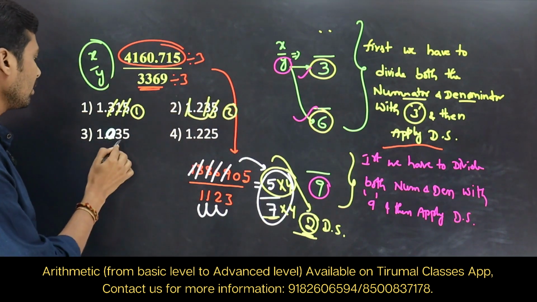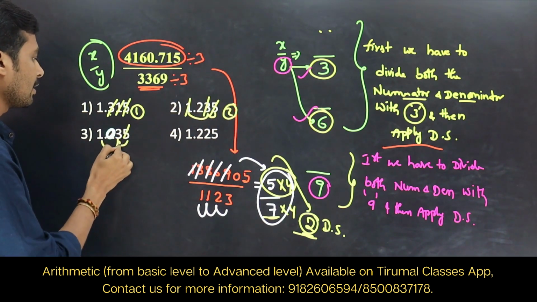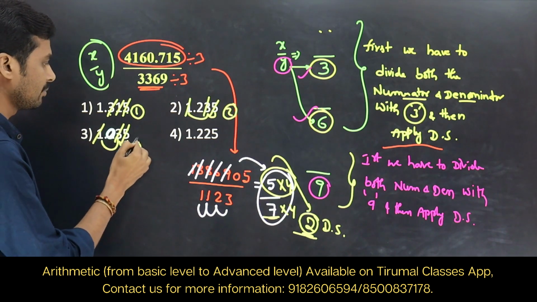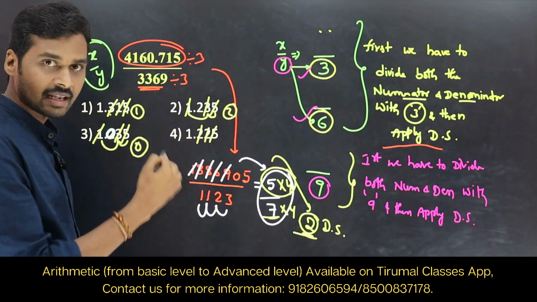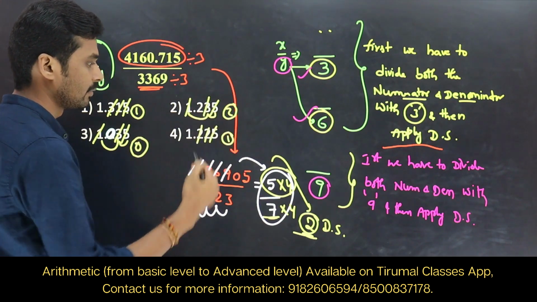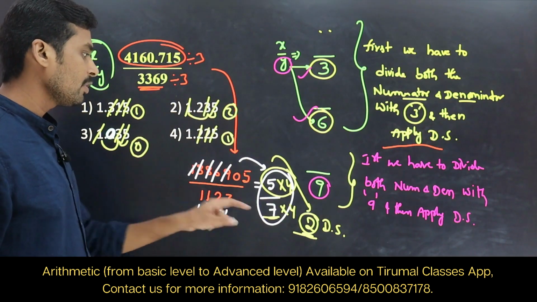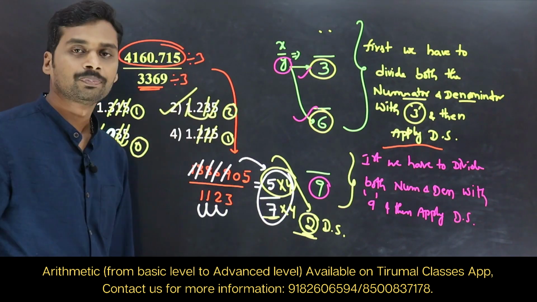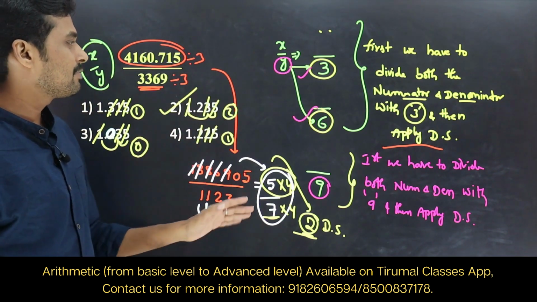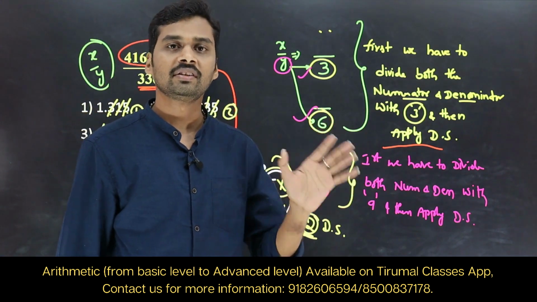If you take the second one, 5 plus 3 plus 1 is 9, which is nothing but 0. 5 plus 2 plus 2 is 9, so we can cancel out those numbers. What is the remaining number? 2. So in which option did we get DS value 2? In the second option. So the right answer is 2. This is the case when the denominator values are 3, 6, 9.